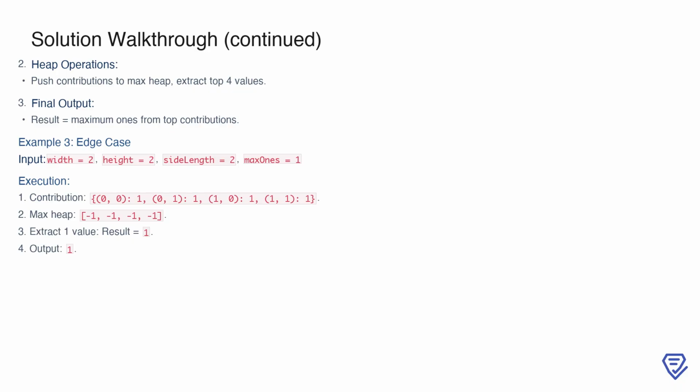Finally, let's consider an edge case where the grid is quite small, width equals 2, height equals 2, side length equals 2, and maxOnes equals 1. In this scenario, each position within the 2x2 block contributes exactly once because the grid perfectly matches the block size. The contribution dictionary is (0,0): 1, (0,1): 1, (1,0): 1, (1,1): 1. The max heap consists of -1, -1, -1, -1, and extracting the single largest value gives 1. Thus, the output is simply 1, demonstrating how the solution adapts to edge cases effectively.